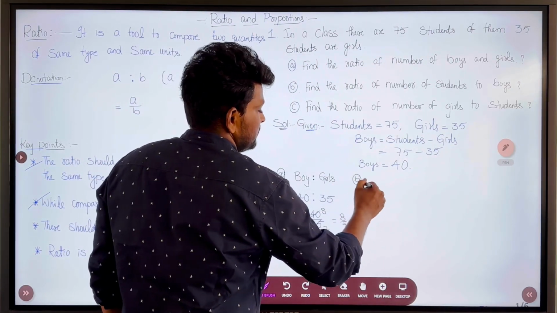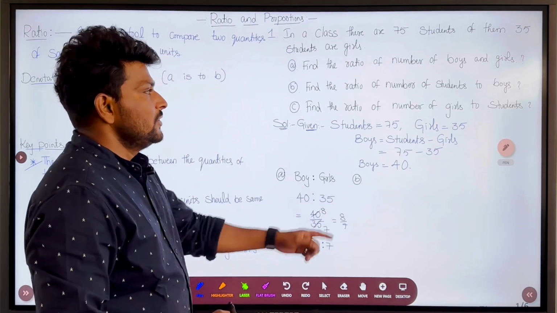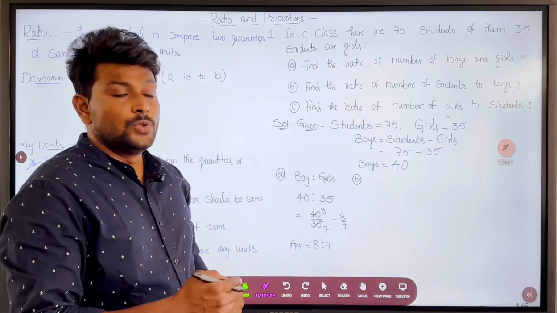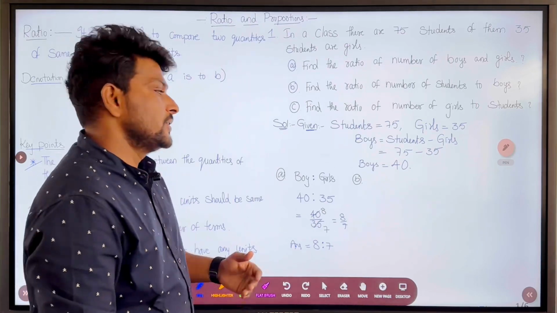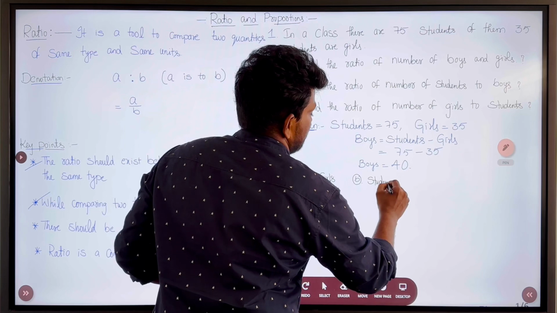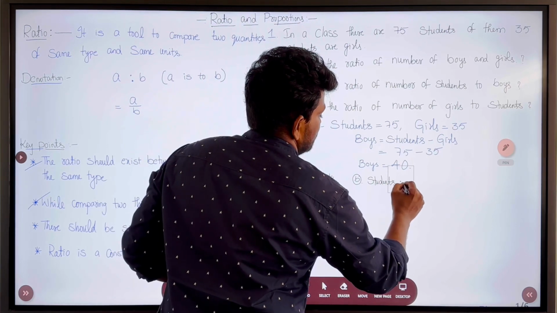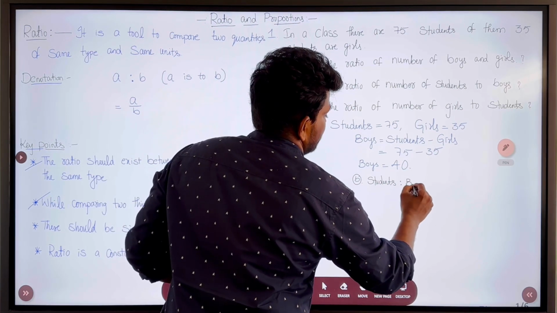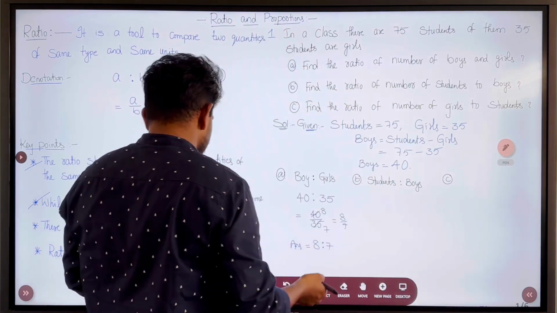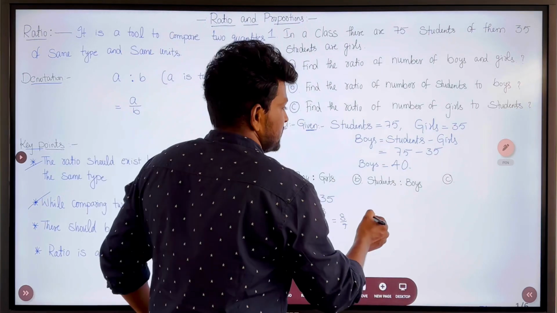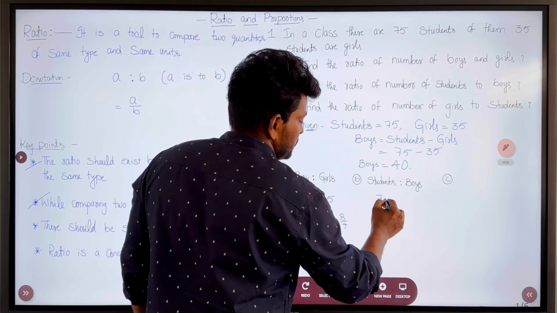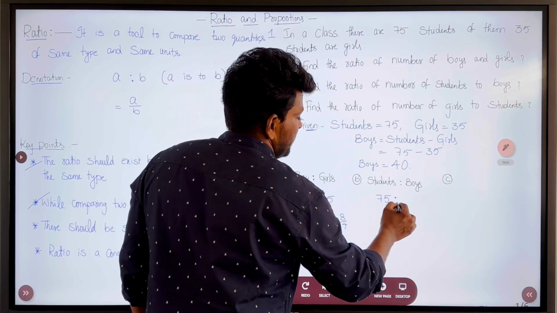Read that B question. Find the ratio of number of students to boys. Students to boys, we have to find the ratio. Number of students is to number of boys. Let's first of all complete B. How many students are here? Total students are 75. They have given 75 students is to how many boys here?